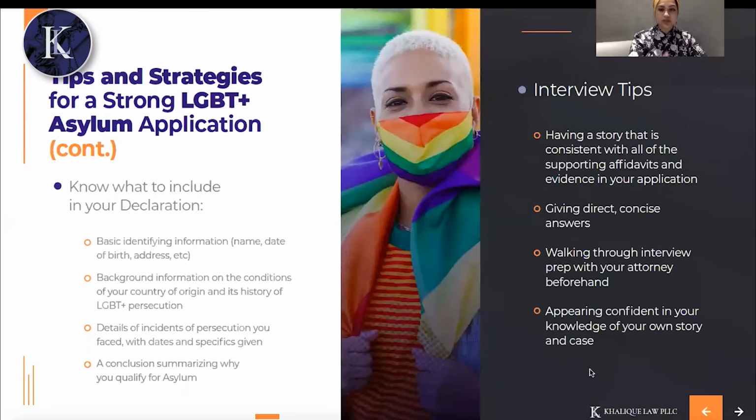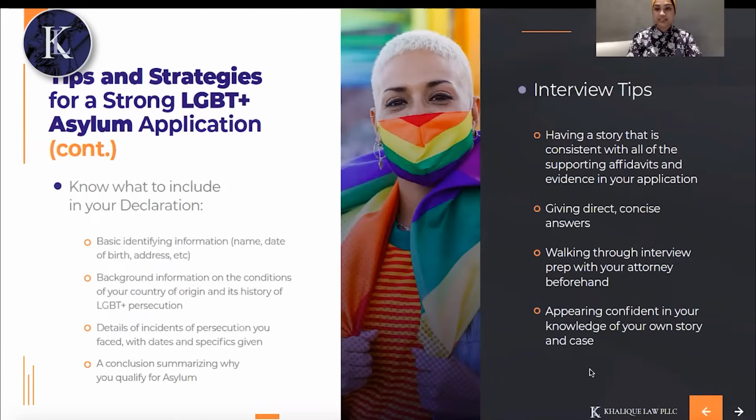Is there anything else in your immigration history that you need to review? If there is, go over that with your asylum attorney. Is there something that you're nervous about discussing? Are you nervous about talking about how you came out as LGBTQ, the persecution that you faced? If so, discuss these things with your immigration attorney, and they will help you prepare on how to address these questions. So other tips are, giving direct, concise answers.